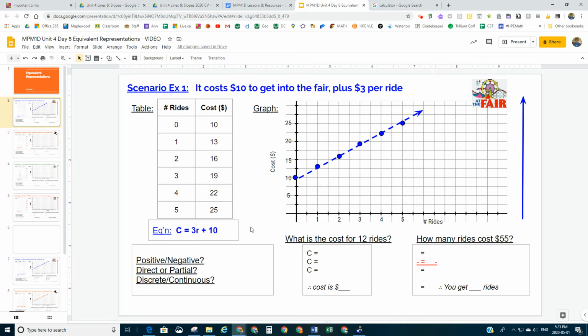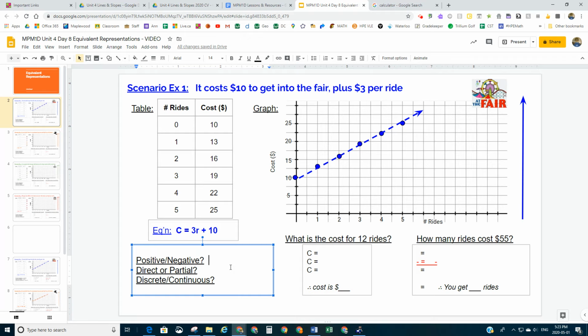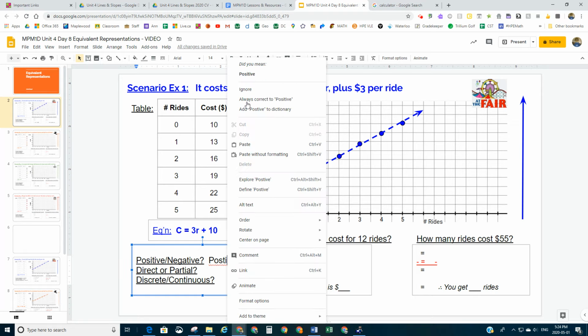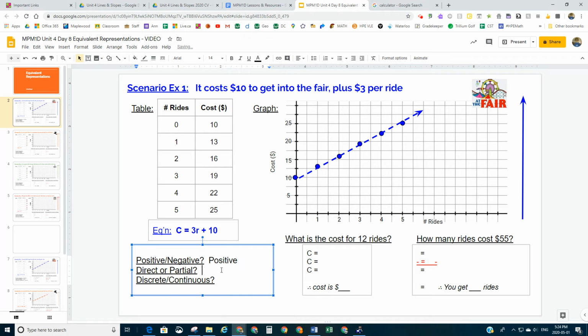All right. So we've represented this with table, graph, and equation. We can answer a little stuff about this. Is this a positive or negative correlation? Well, it's positive because as the rides increase, the cost increases. Make sure we spell positive right. Direct or partial. So the ones we did before were all direct. These are going to be partial because there's a flat rate in this. And then we just already decided that this was discrete.